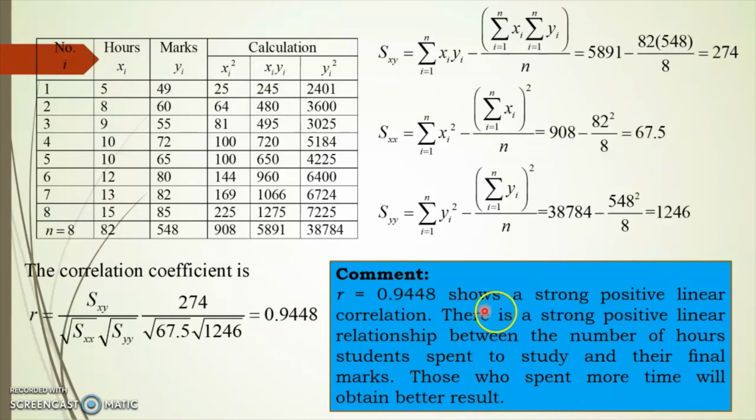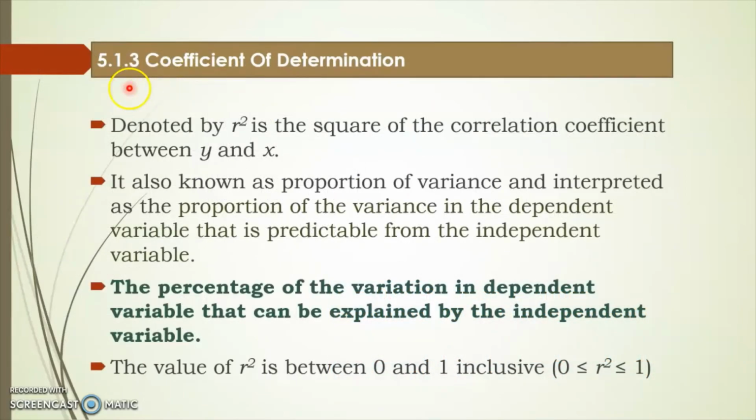Logical, right? Because it is a positive correlation. As X increases, Y will also increase. As the number of hours increases, the final mark will also increase. So class, this is the correlation coefficient, how to calculate and how to interpret. Okay, next. Let's look at the coefficient of determination. This is another value that you can use to interpret the linear relationship.